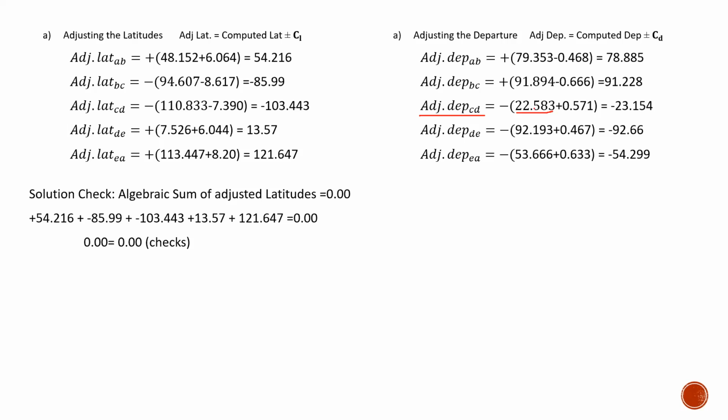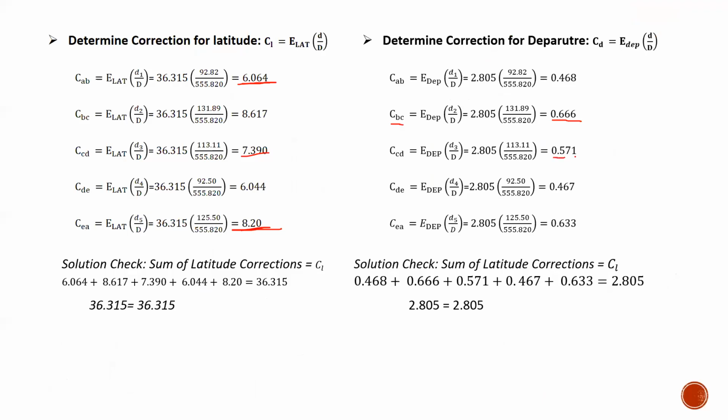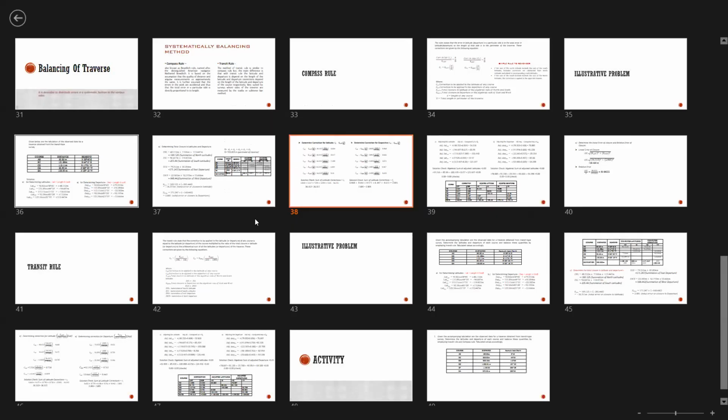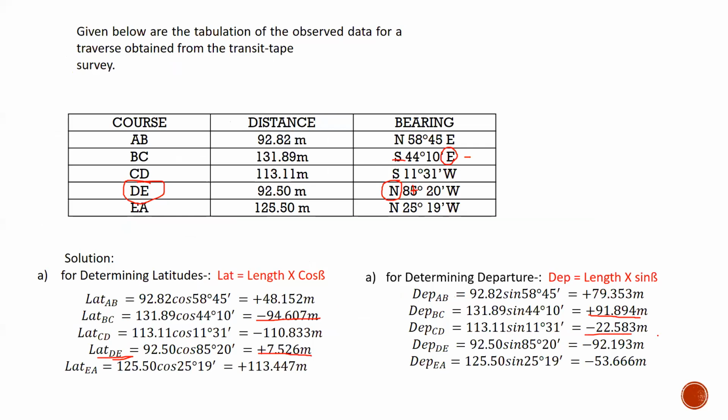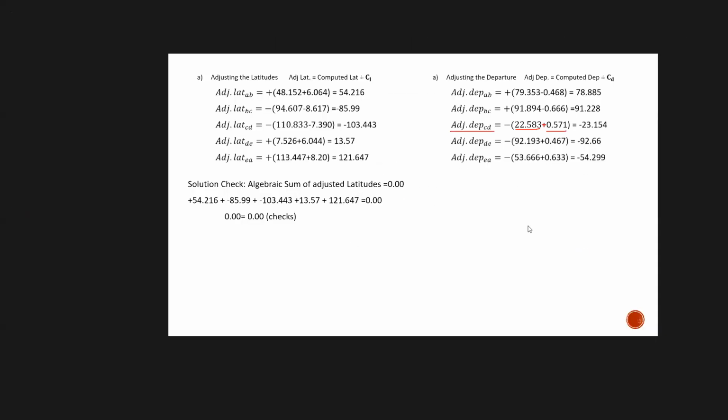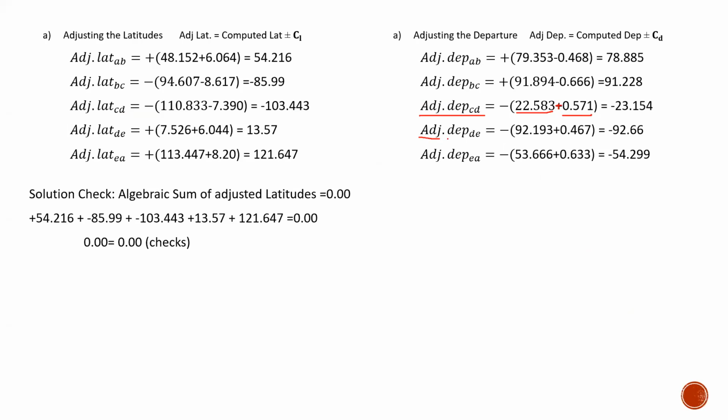22.583. So since it is in west, so nag-add tayo sa west, so plus add the correction 0.571. Ito yon, galing yan dito. Yung correction ng line CD and yung departure na i-correct natin sa line CD ulit. Negative 22.583 meter. Again, nasa west siya. Next, we have here. The adjusting departure of the DE is equal to negative 92.193 plus 0.467, that is negative 92.66.